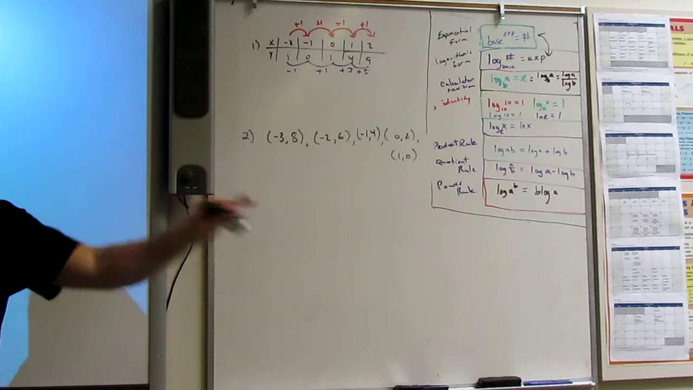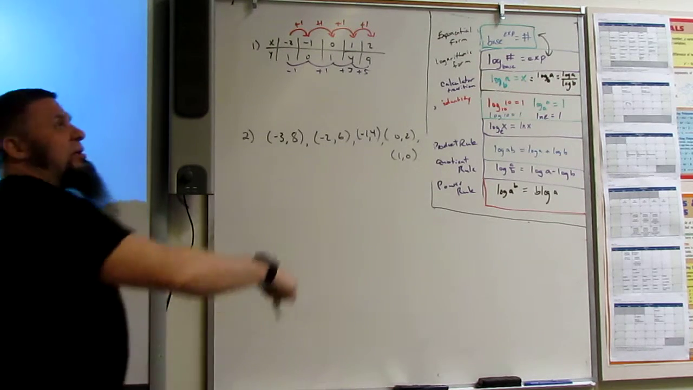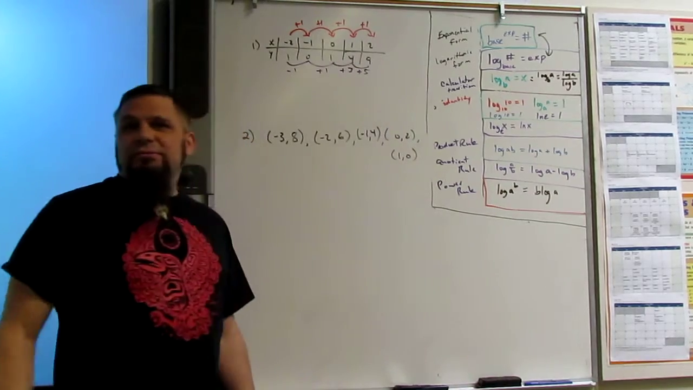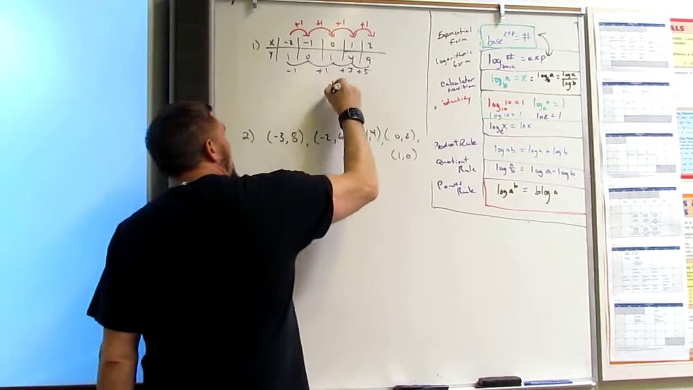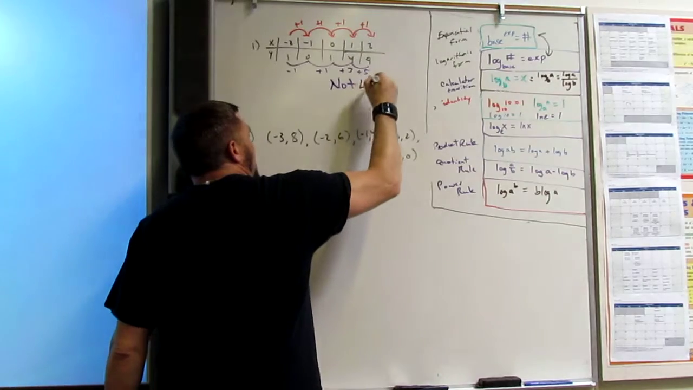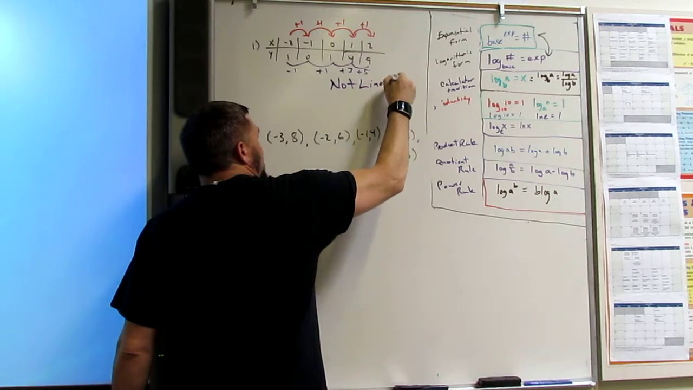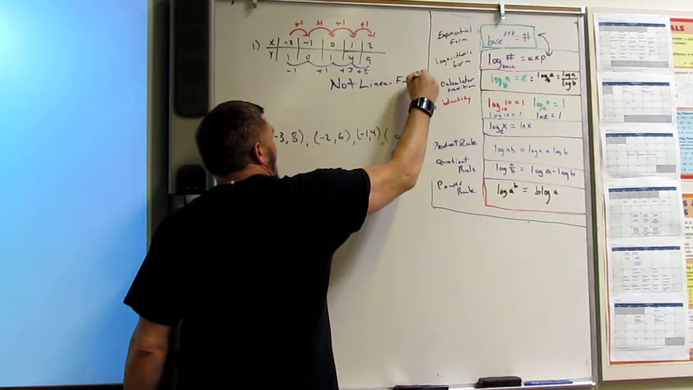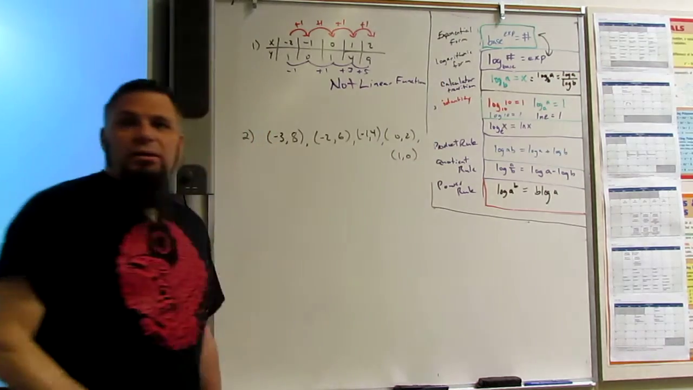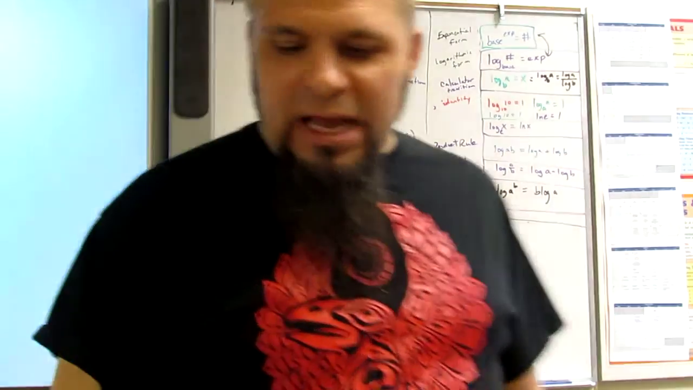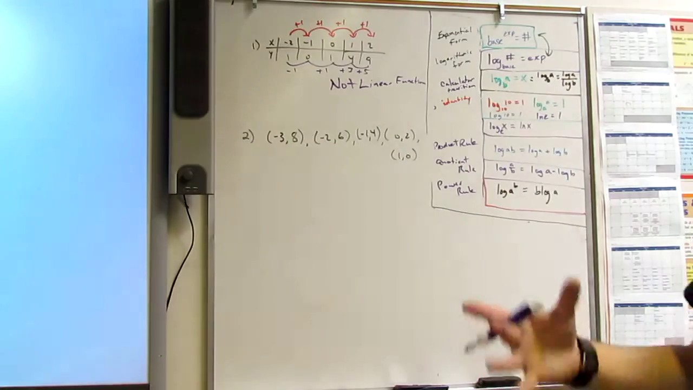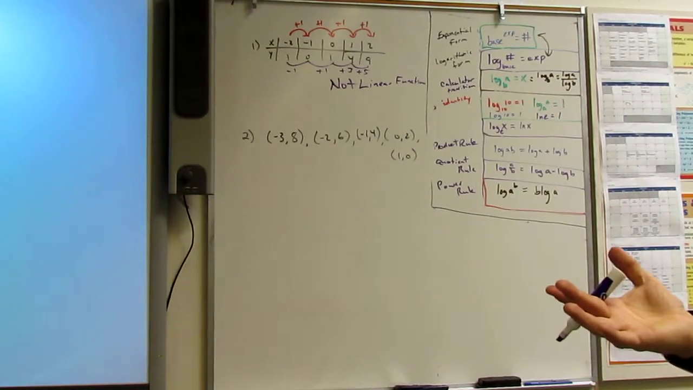But all you need to know is that it doesn't go up by the same amount, and so therefore, not linear. Okay? It's not a linear function. And that's because it doesn't go up by the same amount each time. Make sense?